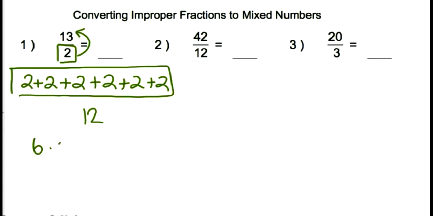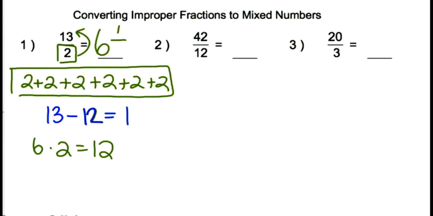Or 6 times 2 gets me to 12, and 12 is as close as I can get to 13 without going over. So 6 is going to be my whole number because 2 can fit into 13 6 whole times. Now this 12 is going to be subtracted from the original numerator to find my remainder of 1. So I have 6. My remainder goes in my numerator spot and my denominator stays the same. So my mixed number is going to be 6 1/2.